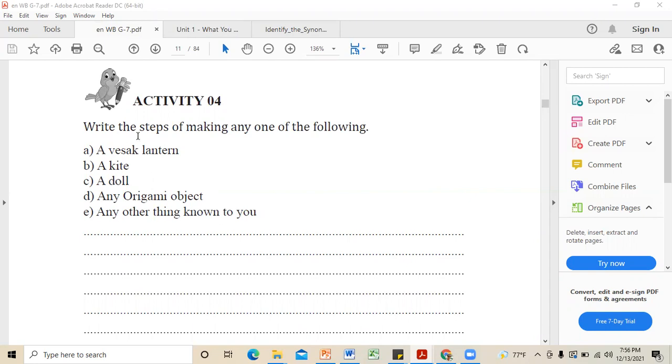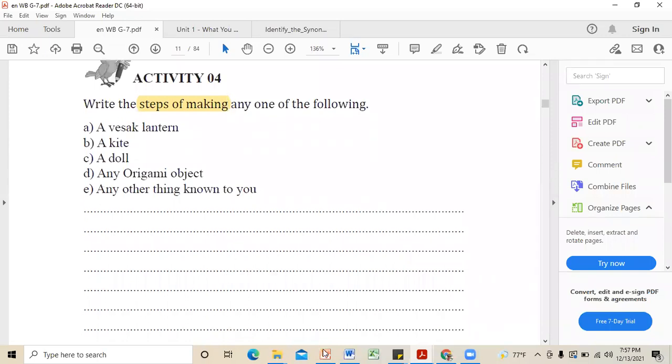And then you need to write the steps of making, right? So how we are going to make, right? So how to make a Vesak lantern, how to make a kite, how to make a dog, or else how to make any origami object or anything you would like, right? So even you can write how to make a cup of tea if you like, right? So anything, it is just a matter of giving the steps of doing something, right? So you can do this at home as the homework.